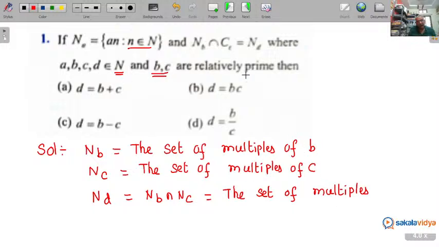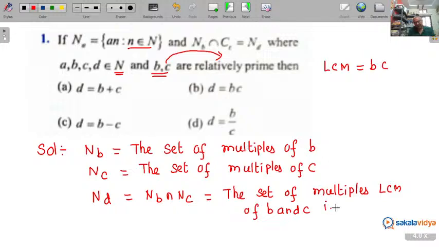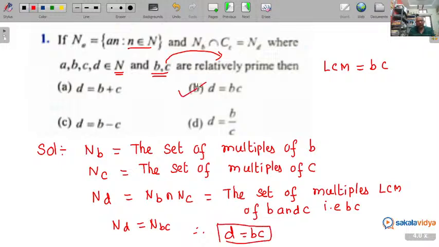Here see, b and c are relatively prime. So that means the set of multiples of LCM of b and c. Since b and c are relatively prime, LCM becomes the product of the numbers, b into c, bc. So now we can write N of d equals N of bc. Therefore d equals bc. So this is our answer. B is the right option.